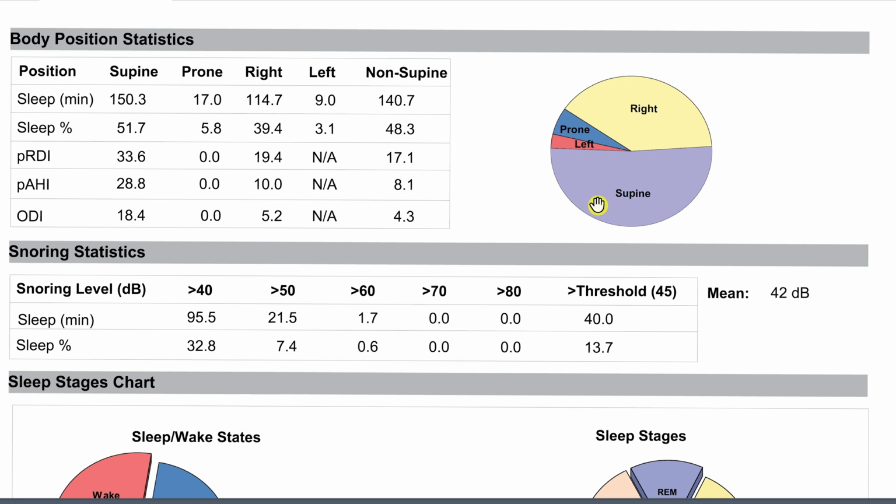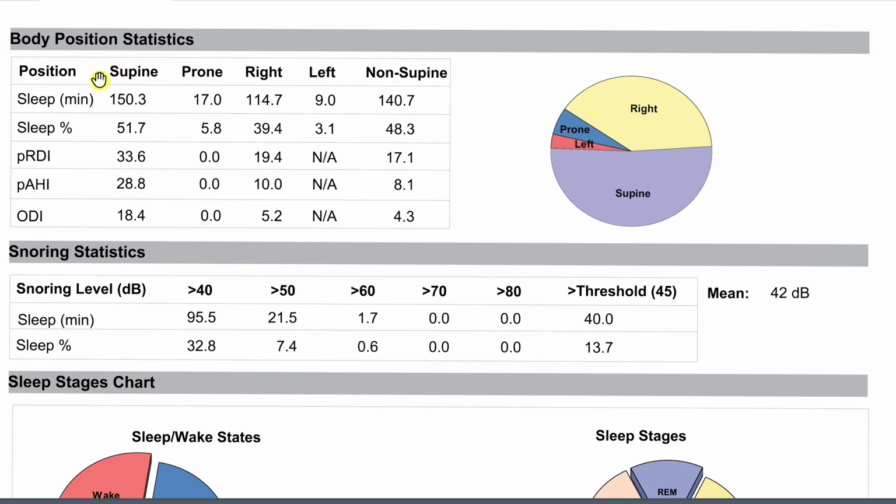All right, body position statistics. So we'll start with this pie over here. It's just a pie chart. The pie represents 100% of something, right? So you could say, just over 50% of the night you spent in the supine position, which is on your back. And then the next dominant position was the right. And we had negligible trace amounts of sleeping prone, and on the left side. Prone would be lying on your stomach.